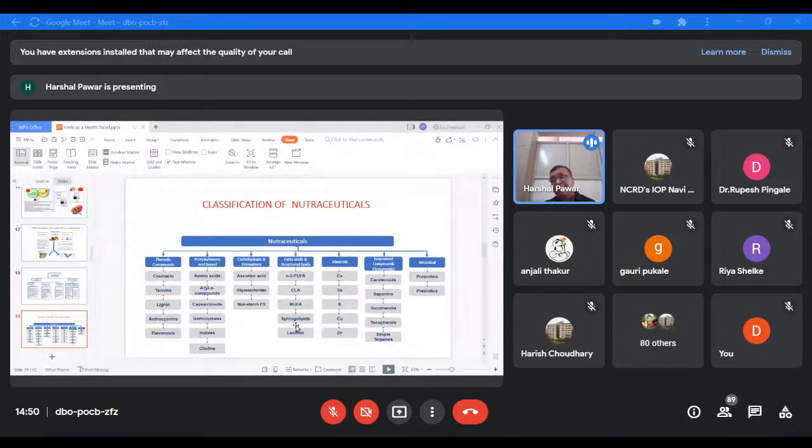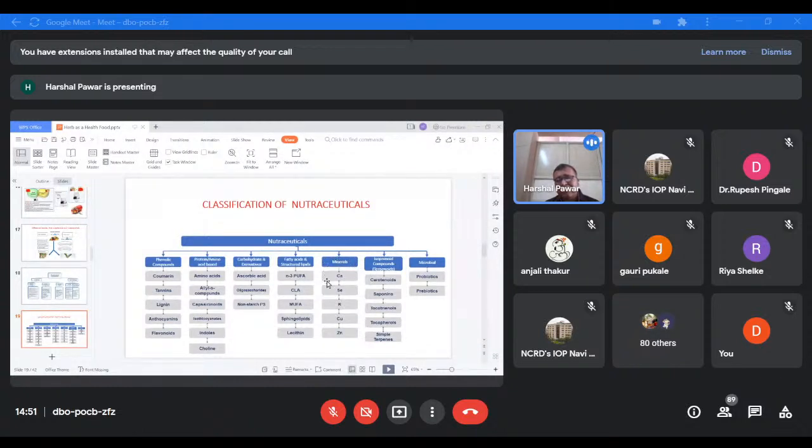Like, for example, you must have heard about omega-3 fatty acid. Most of the products which contain omega-3 fatty acids are available in the market, especially under the category of nutraceuticals. Right, so these omega-3 fatty acids have a property to reduce the level of cholesterol. They also reduce the level of lipid, and they are useful in the treatment and even prevention of many cardiovascular diseases and disorders.